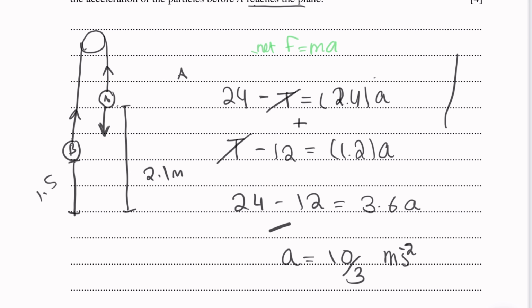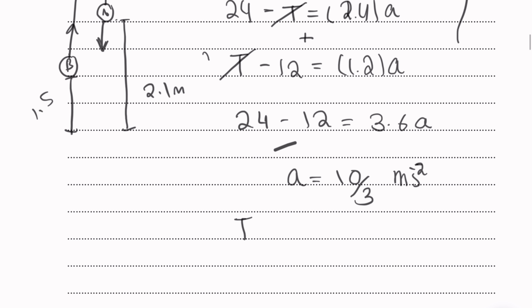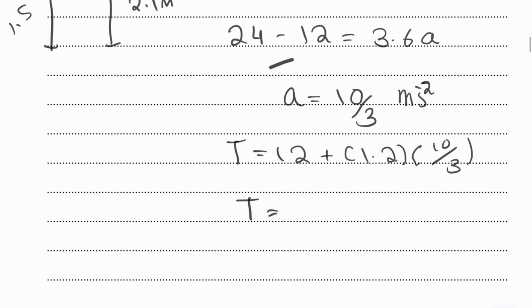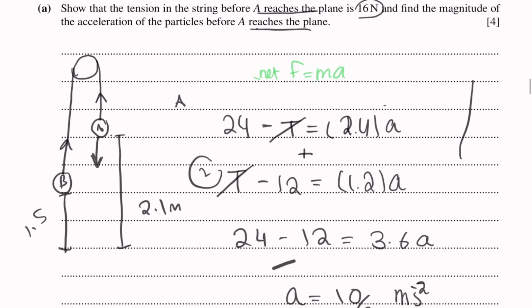Now, in regards to the tension, we want to find tension. We could just simply use the second equation if we like. Any one of the equations will do, but I think this one's okay, so let's use it. 10 over 3 instead of acceleration. Tension will equal 16 newtons, which is exactly what he wanted.